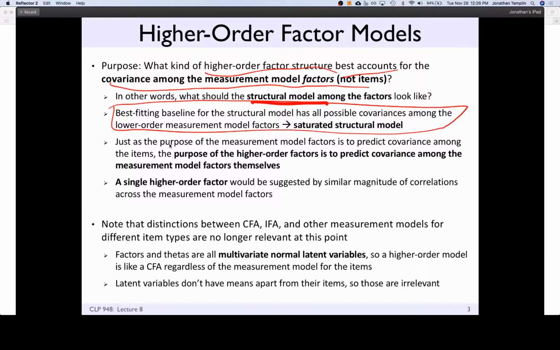So what I will note is the distinctions between CFA and IFA and all of the other measurement models. Remember, CFA for continuous data, IFA for categorical ordered data, and everything else that we couldn't do in Lavaan now, but could in theory do, like count data or whatever else. Once we're dealing with the factors themselves, those factors have always been normal and continuous. So we don't need to worry about the type of measurement model we have. This applies whether you're using CFA, whether you're using IRT, whether you're using something that doesn't even have a name. All this same process still applies.